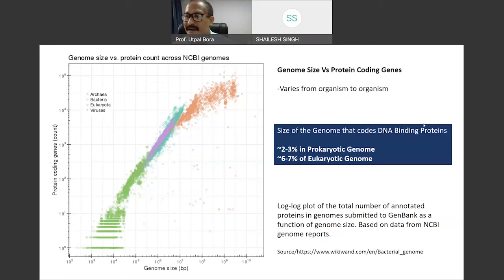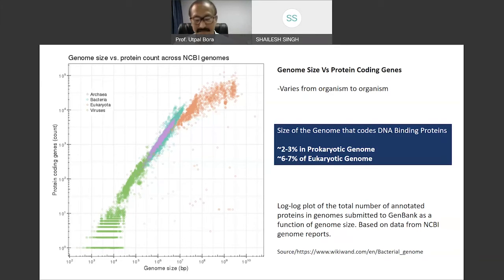Now, out of the total number of protein coding genes, what is the size of the genome that codes for DNA binding proteins? That's an interesting fact to know. Around 2 to 3% of the protein coding genes in the prokaryotic genome code for DNA binding proteins, and this is almost double in the case of eukaryotes: 6 to 7% of the eukaryotic genome codes for DNA binding proteins.